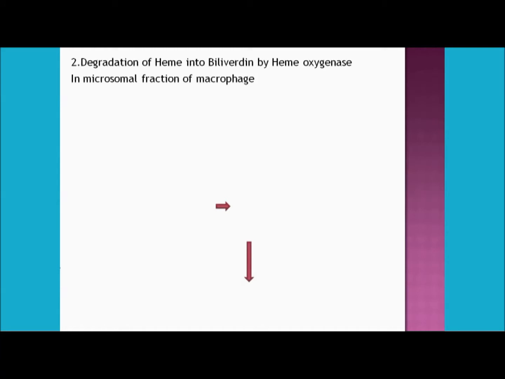The next step is the degradation of the heme into biliverdin, and this step takes place with the help of an enzyme known as heme oxygenase, which is found in the microsomal fraction of the macrophages. This particular enzyme requires basically 4 to 5 molecules of NADPH. We'll discuss how this NADPH will work.